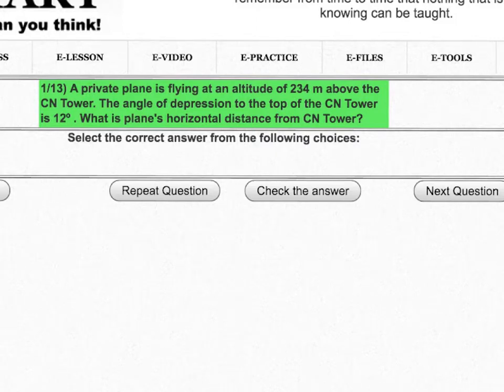Okay, we have a private plane which is flying at an altitude of 235.4 above the CN Tower. The angle of depression to the top of the CN Tower is 12 degrees. What is the plane's horizontal distance from the CN Tower? So go ahead, see if you can do this one. But remember, the first step is always to be able to draw the diagram for these word problems.